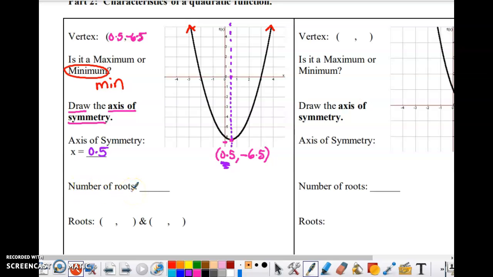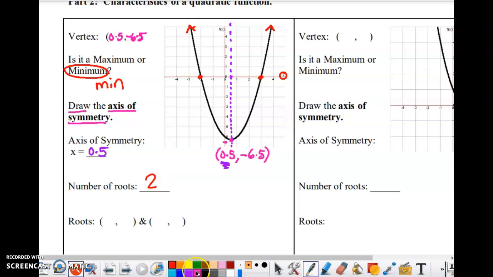Now, it asks for the number of roots. How many roots do you see on here? Remember, roots are the x-intercepts. It's where it crosses on the x-axis, right here, this red line. So how many do you see? How many times does it cross the x-axis? It has 2 roots.